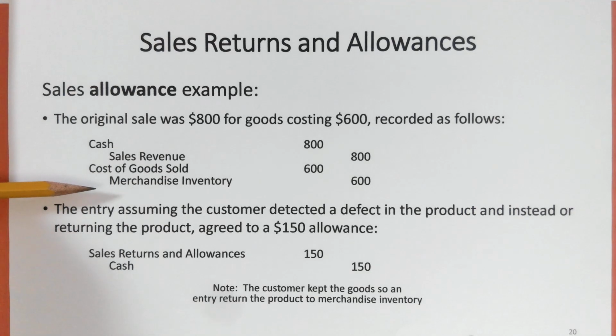Now let's say the customer has a complaint and it's legitimate and we want to give them some allowance for this. Maybe the product is scratched, dented, whatever, and we're not going to take the product back, but we are going to give them a discount. So instead of debiting sales, we're going to debit sales returns and allowances for $150, the amount of the allowance, and we're going to credit cash for the amount that we give them for the allowance.